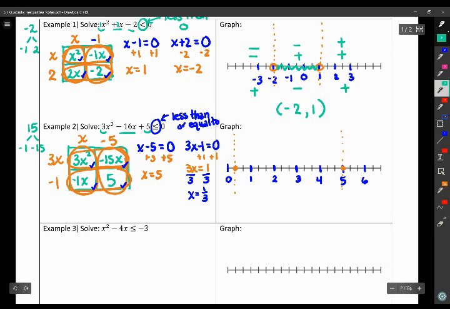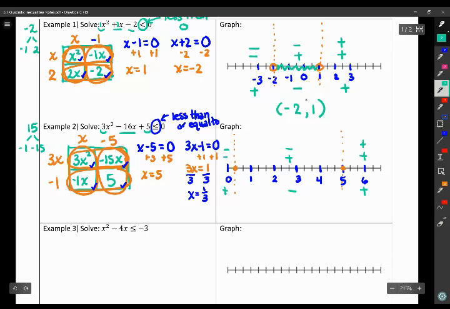So again, if the 1/3 is really a 0, then to the left is negative and to the right is positive. If 5 is really our 0, if we pretend 5 is a 0, then to the left is negative, to the right is positive. A negative times a negative is a positive, a negative times a positive is a negative, and a positive times a positive is a positive.